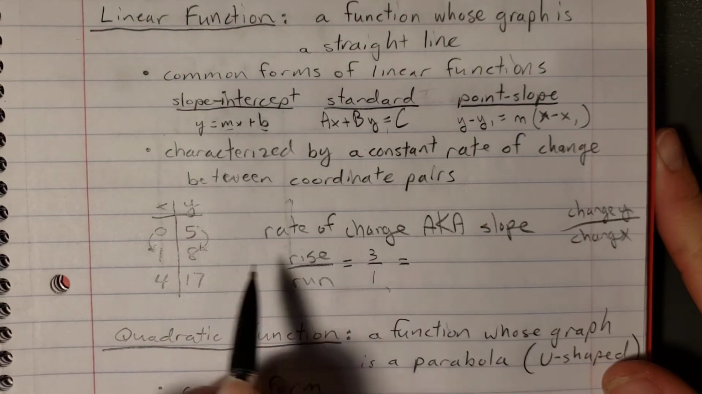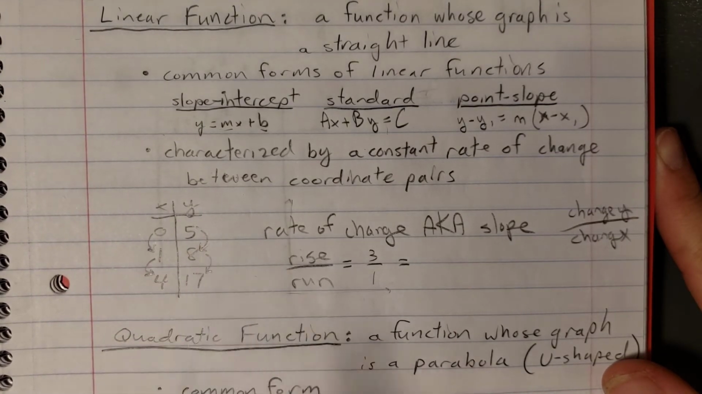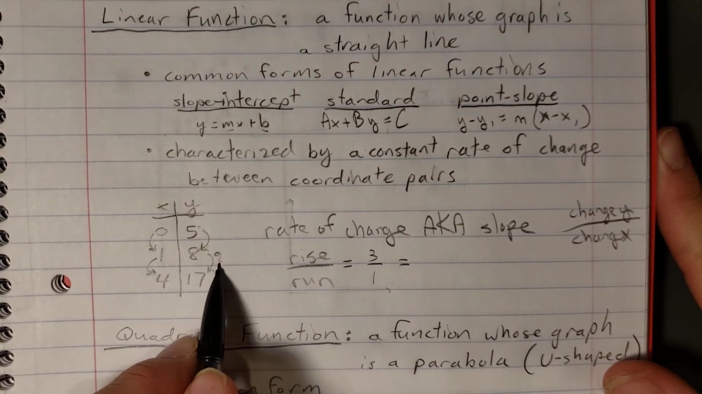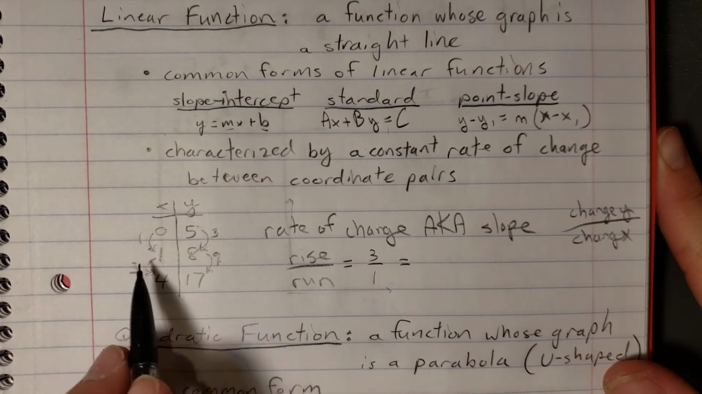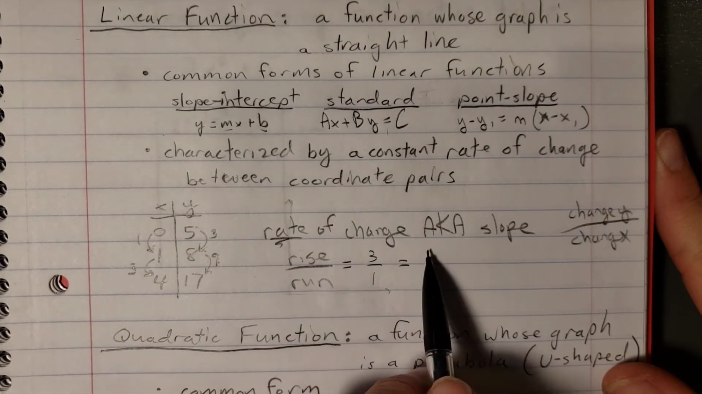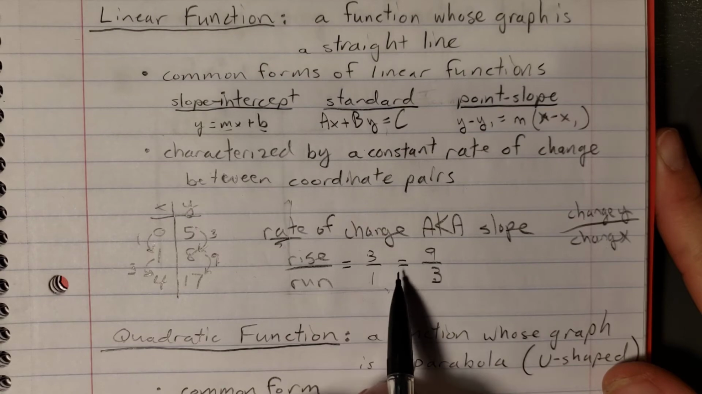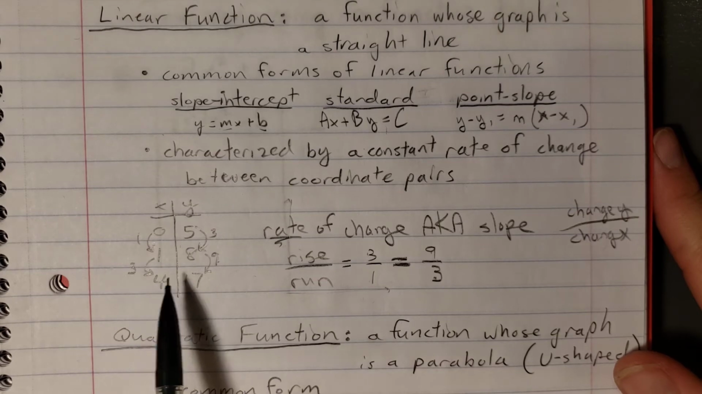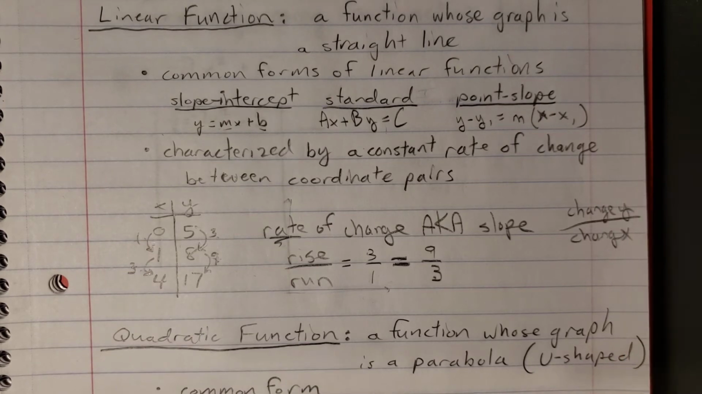You might say, wait, that's not constant. That's not the same, but watch what happens. 8 goes to 17. That's a difference of 9, and here's a difference of 3. So this was 3 and 1. This is 9 and 3. It looks like they're not the same, but it's a rate, remember. So we have to put them in a fraction, and that would be 9 over 3. And is 3 over 1 the same as 9 over 3? Of course. So this is a linear relationship because there's a constant rate of change. When we make a fraction out of the changes, they simplify to be equal.